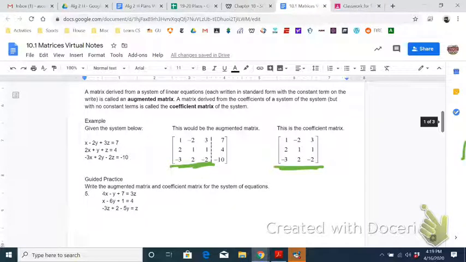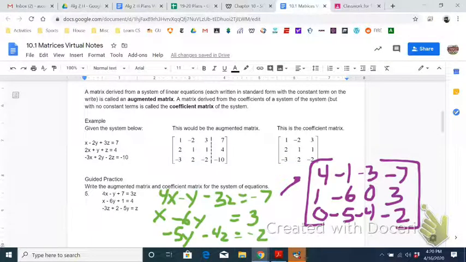Before we get into using these, why don't you pause the video and try to rewrite number 5 as an augmented matrix. Okay, so on the right, in purple, that's the augmented matrix. That's the answer you should have. If you change the rows, that's okay. You can interchange rows and it still means the same thing. But the one thing that you may have messed up on is to make sure you put it in standard form. So you have to rewrite these equations in standard form, x, y, z. Then you can write it as an augmented matrix.